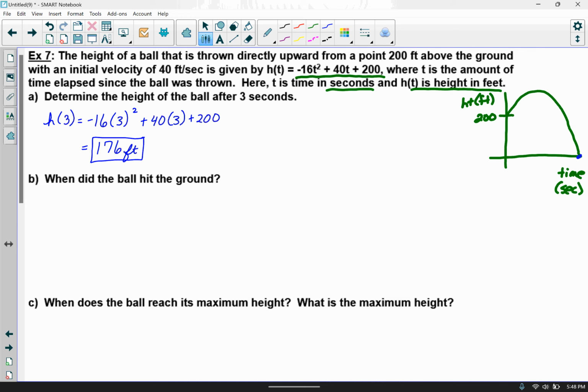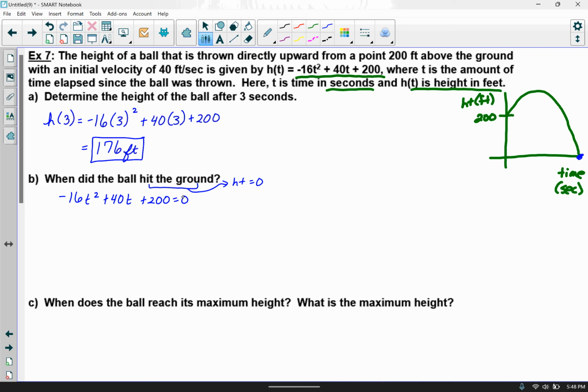In part B, it wants to know when the ball hits the ground. So I'm trying to figure out what this time is right here. When I have hit the ground, when did that happen? If you've hit the ground, what is your height? I agree, your height would be equal to 0. So I'm going to take my function, negative 16t squared plus 40t plus 200, and set it equal to 0.